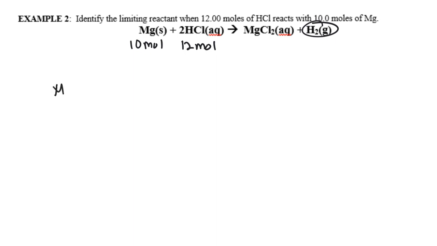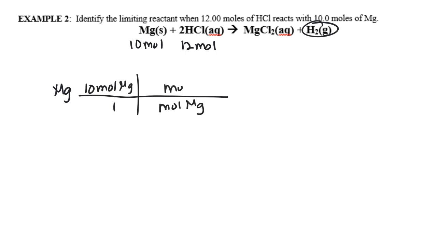So we start with our magnesium. We have 10 moles of magnesium, and let's figure out how many moles of hydrogen we can get. Moles of magnesium comes down, moles of hydrogen goes to the top. I have a 1 and a 1, so it's a 1-to-1 ratio. So if magnesium limits the reaction, I'm going to get 10 moles of hydrogen.